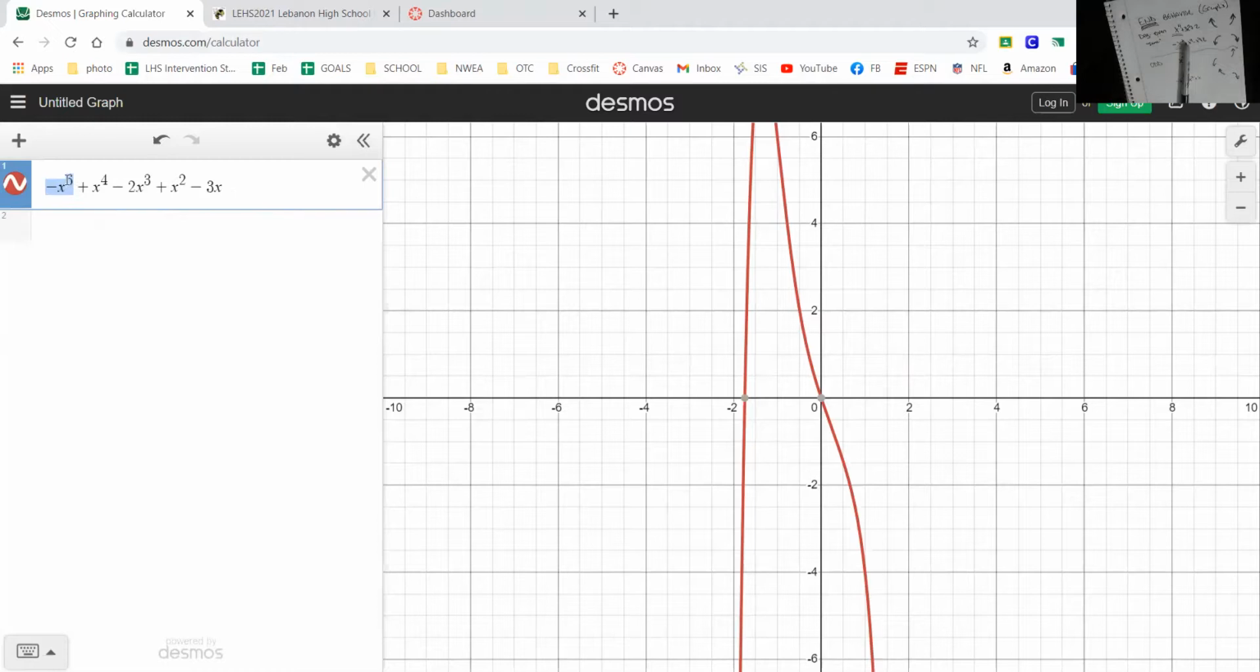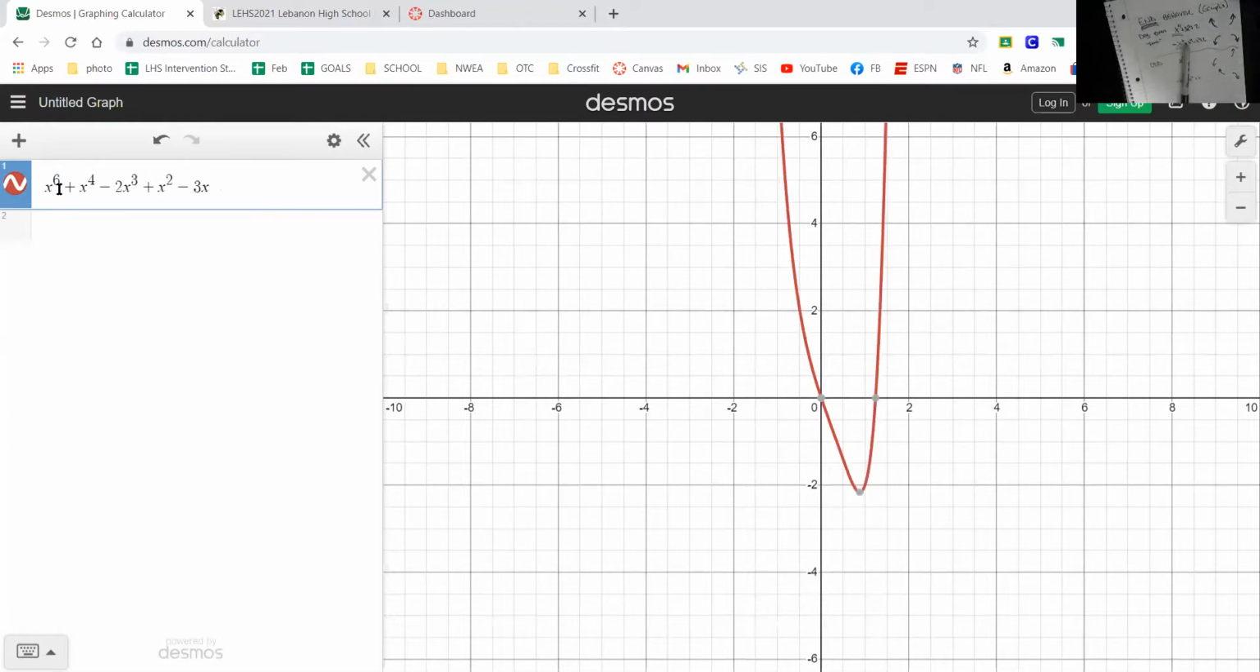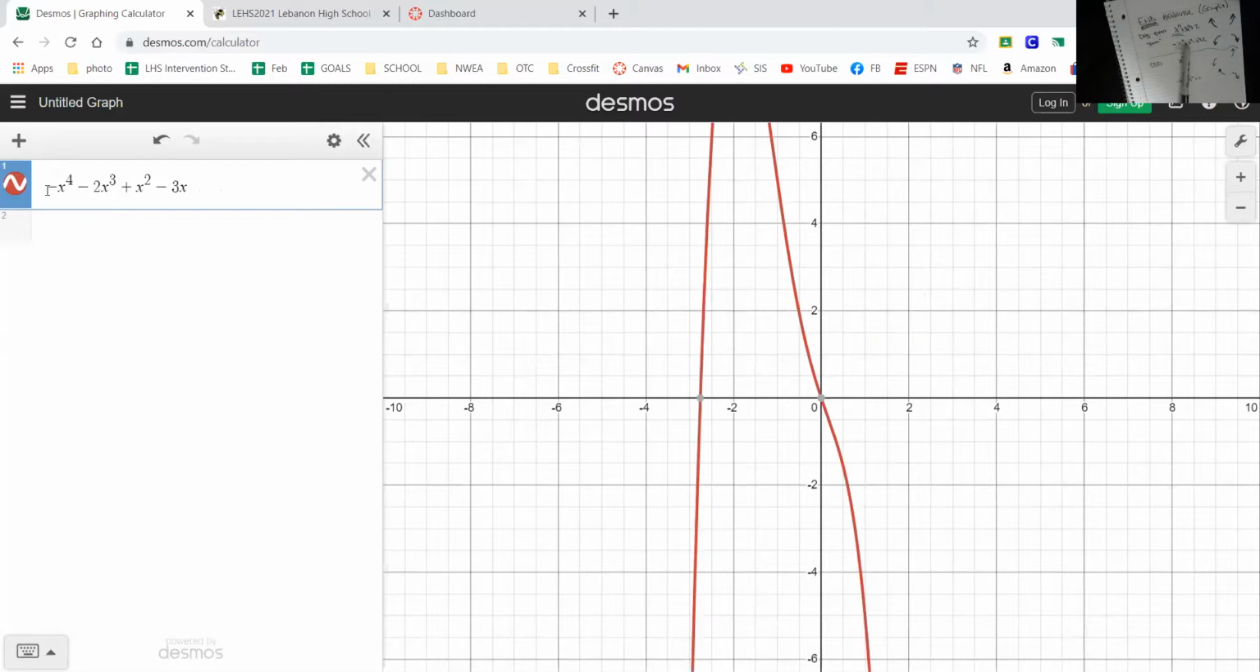So again, the fact that this 6 is an even power means my ends are going to go in the same direction. If it's negative, they're both going to go down. If this is positive, then they're both going to go up. And I can delete this x to the 6th. And if you look at this x to the fourth, same thing. We still have an even power, and as long as it's positive, both of my ends are going to go up. If I were to turn around and make this negative, again, both of my ends go down.